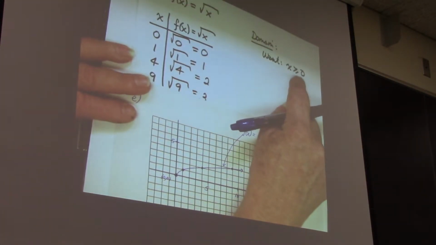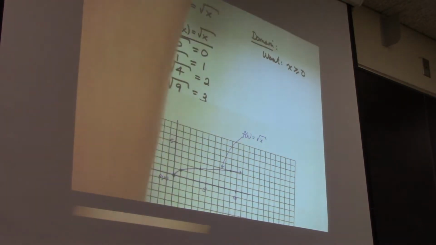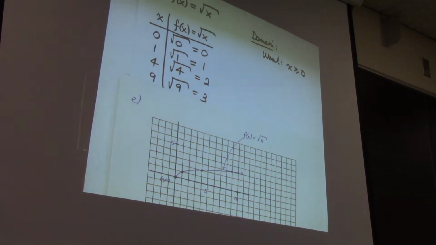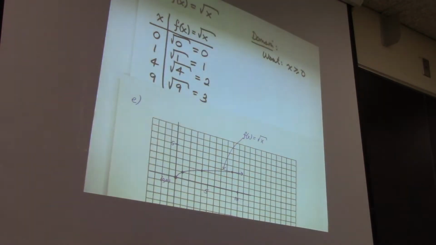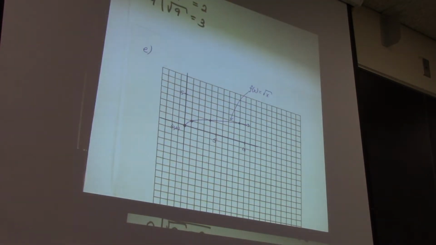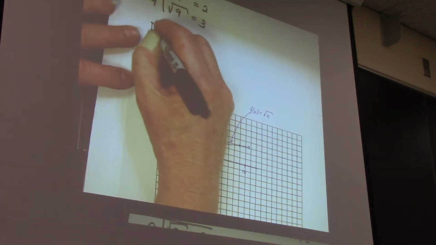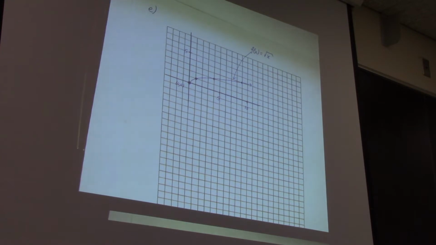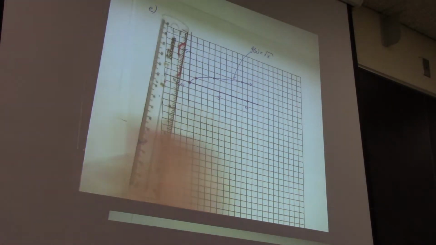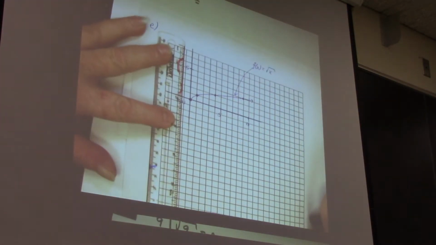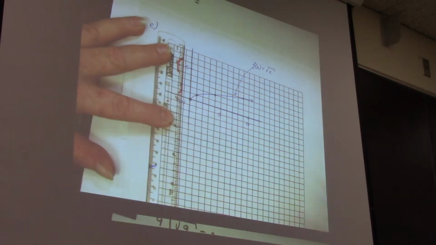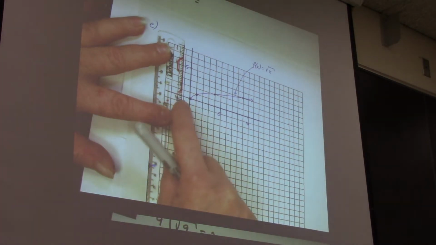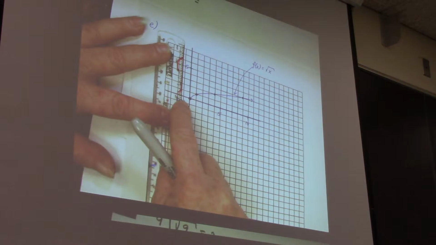Now we had the domain of the function just from the function itself, f of x equals the square root of x. But what about the graph of the function? What's the domain of the function from the graph? Okay, so there's nothing going on to the left of x equals 0. At x equals -1, there's no point on the graph.